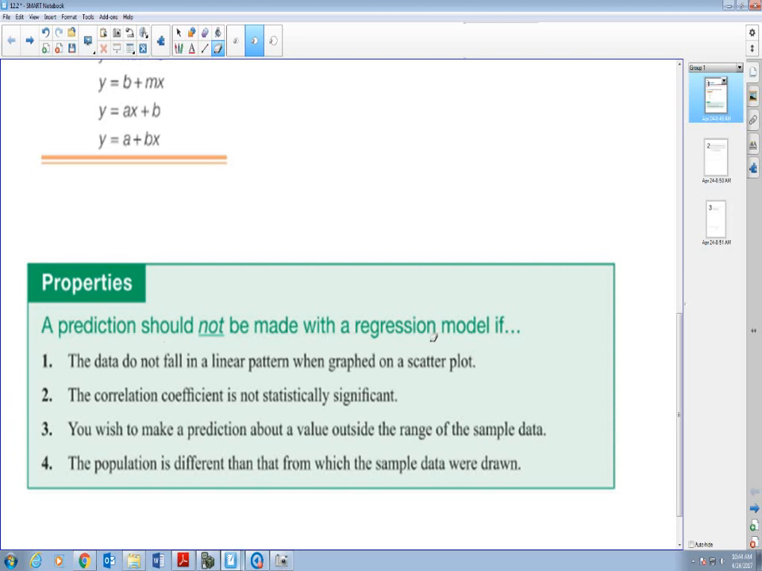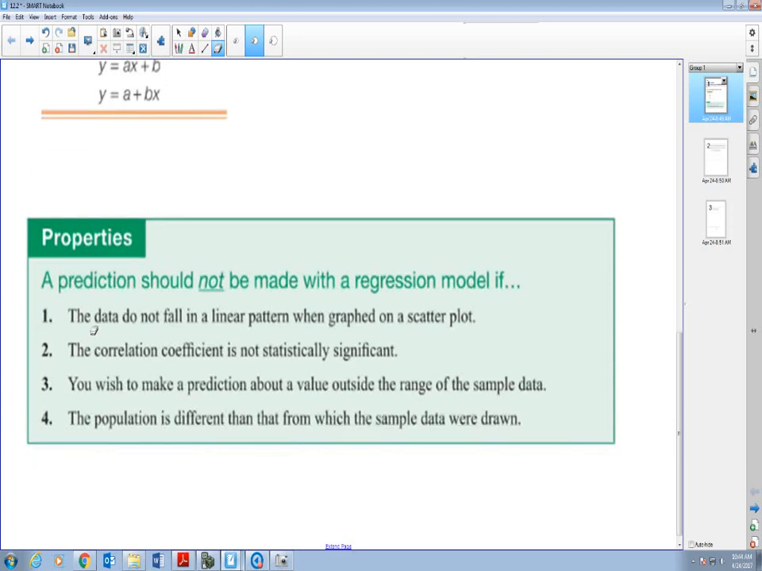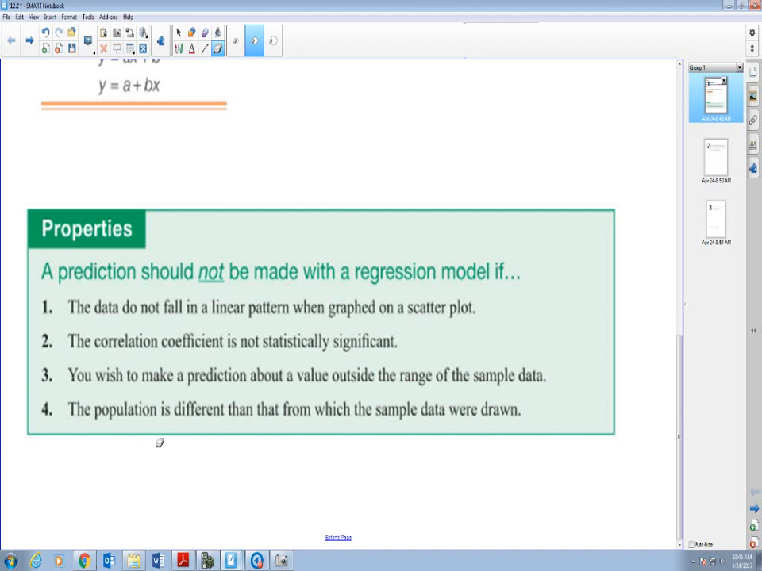Prediction should not be made with a regression model if the data do not fall in a linear pattern, or if the correlation coefficient is not statistically significant. We shouldn't make any predictions. Also, you shouldn't predict if you wish to make a prediction about a value outside the range of the sample data, or if the population is different from which the sample data are drawn. So the purpose of drawing a linear regression is to make predictions.